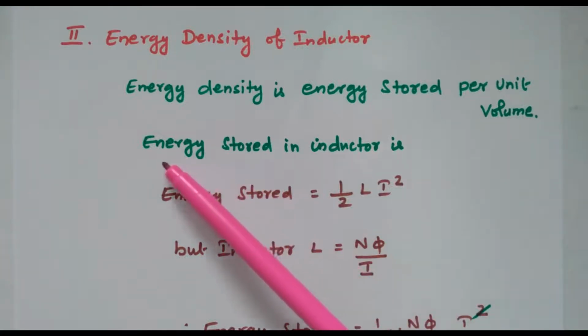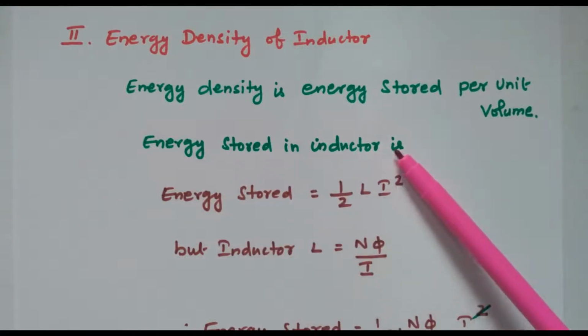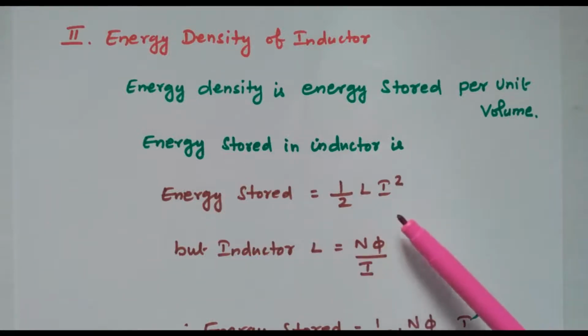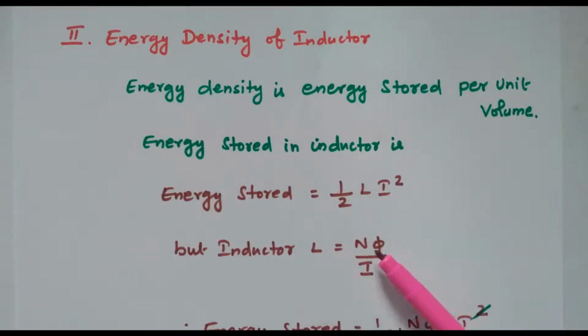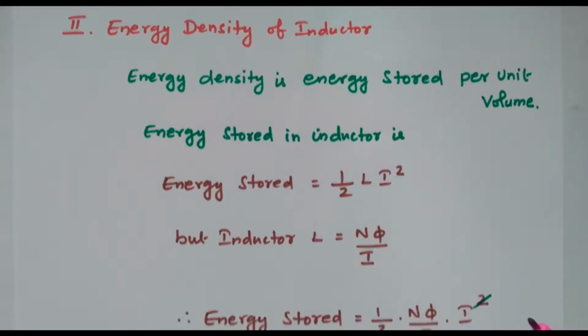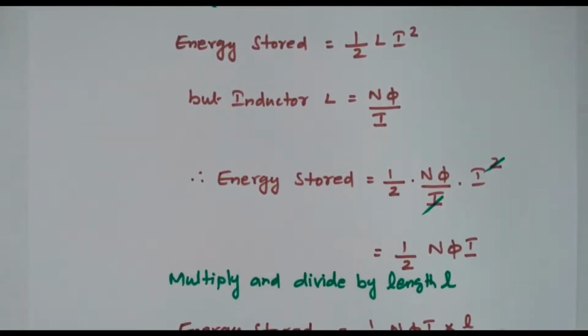For that, first we'll start with the energy stored in the inductor, which is half L I square, as we just discussed. What is the inductance? The general formula is L equal to N phi by I. Now replace this L with N phi by I. Therefore, energy stored equal to half L I square, with L being N phi by I into I square. So one I got cancelled, and we get half N phi into I, right?